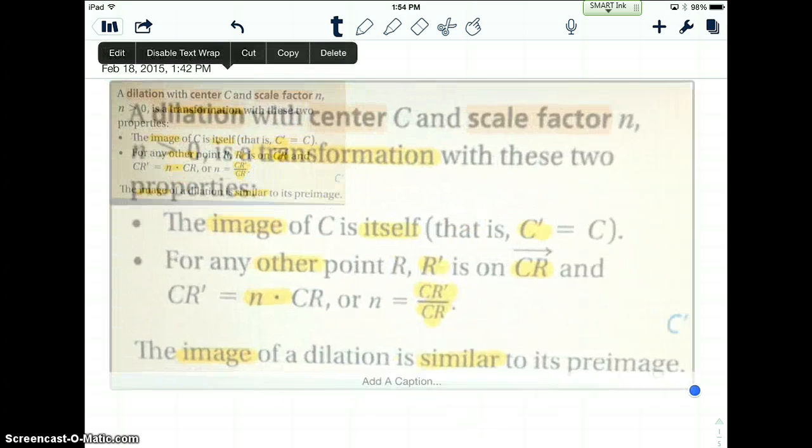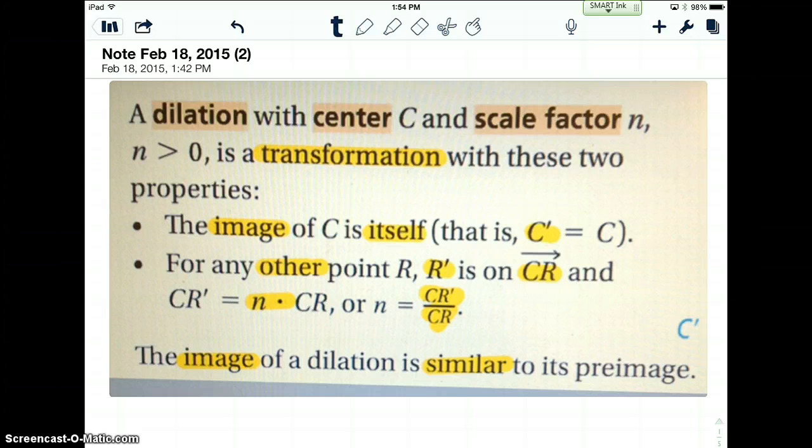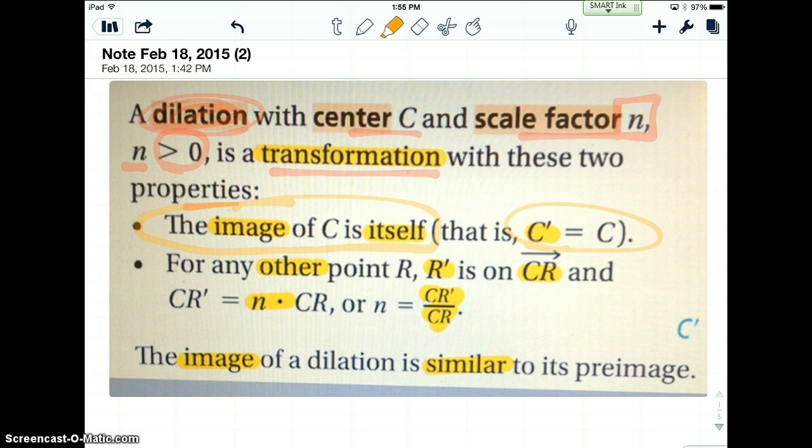So I'm going to read this through, then you're going to pause it, and you're going to try and come up with a drawing. So we have a dilation, it's the definition, with center C and scale factor N, where N has to be greater than 0, is a transformation with these two properties. First thing happening that you need to make sure happens in your picture, the image of C is itself. That is, C prime is the same thing as C. So have that noted in your picture.